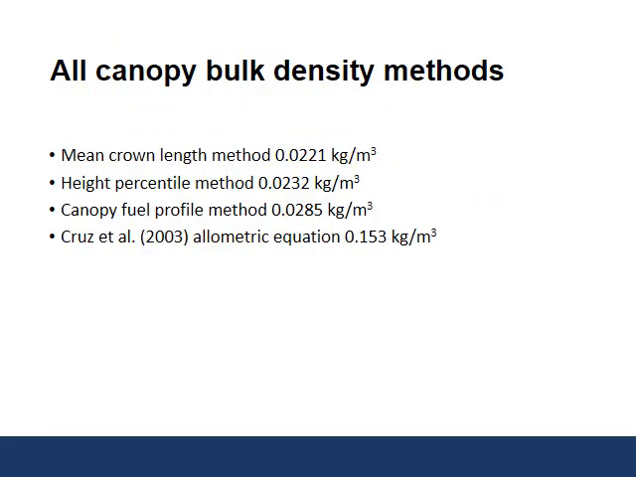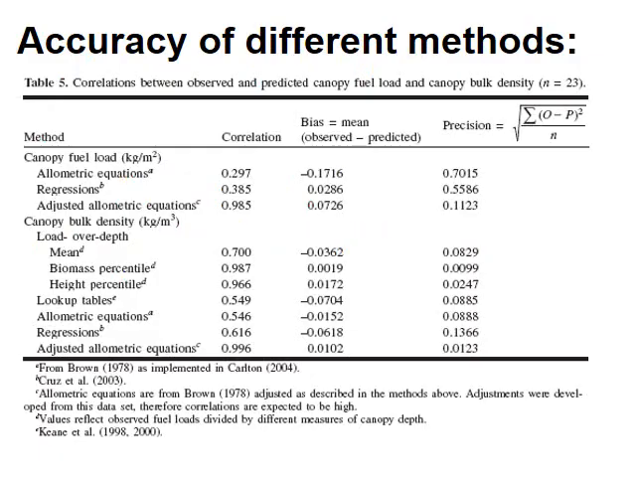The first three methods resulted in very similar bulk densities. However, the allometric equations had bulk densities much higher. To end this lecture, I would like to take a look at the Reinhardt et al. study that you read. This study is one of the only papers I know of which has attempted to assess the accuracy of these methods.